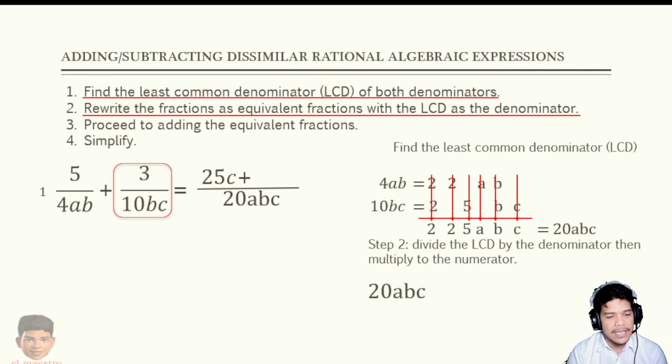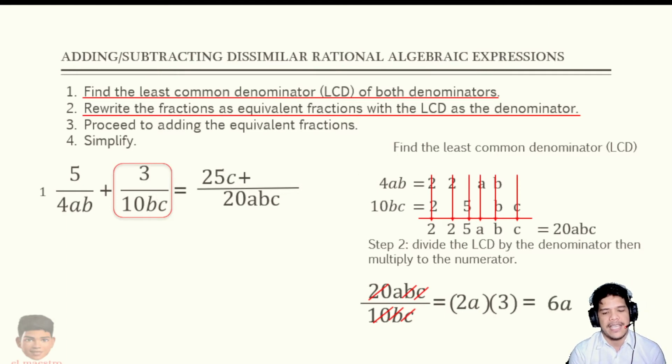Get the LCD, divide it by the denominator, right? Then, simplify. So, 20 divided by 10, that is equal to 2. Then, cancel out B and cancel out C. Matitira si A. Then, you multiplied it by the numerator of that term. Anong yung numerator? This one, 3. So, the result is 6A. Again, this is now the equivalent fraction of that term, of this rational algebra expression. So, ilalagay natin yan dyan.